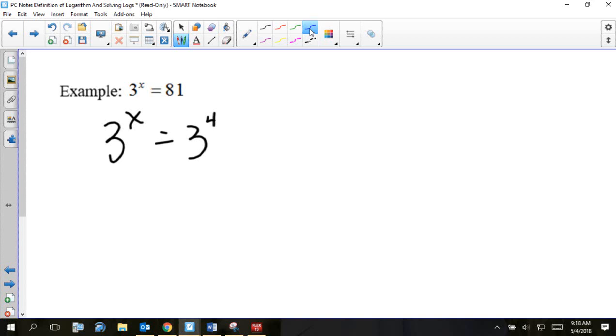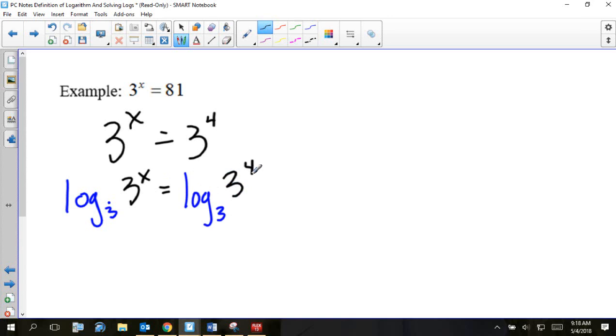So what log am I going to use on both sides that's going to cancel out a base of 3? I'm going to use log base 3. And I'm going to do it to both sides of the equation, but the only way I can use it is if I do it to both sides. This would be read as log base 3 of 3 to the x. You say log base 3 of 3. These will cancel out. The x comes around in front and we get x. Here, the log base 3 and the base of 3 cancel out. 4 comes around and we get 4.